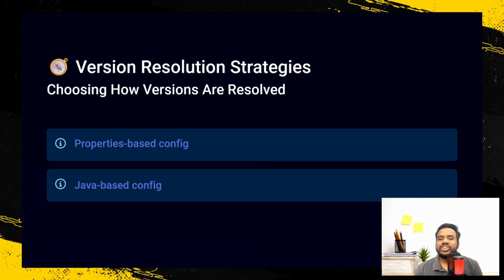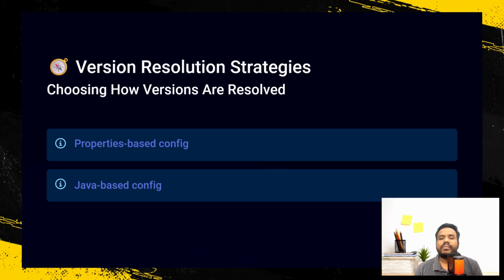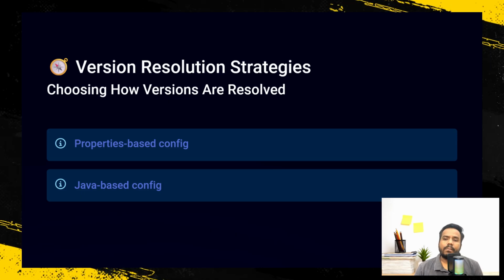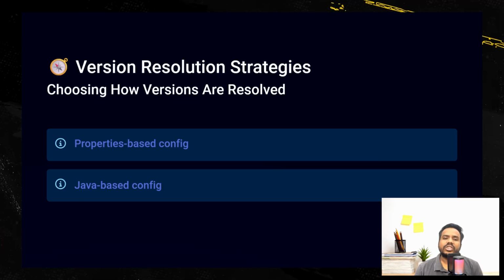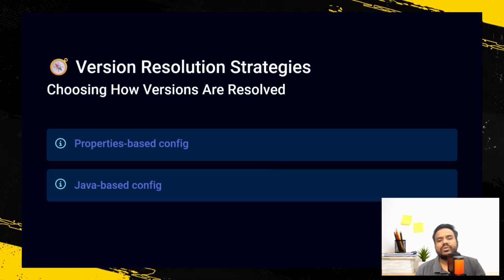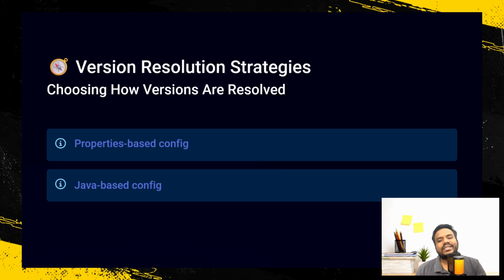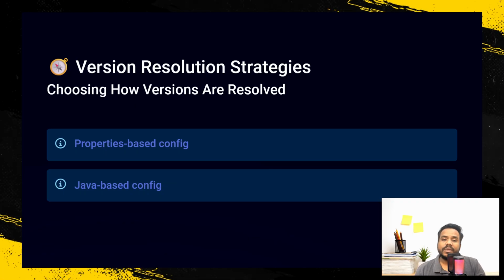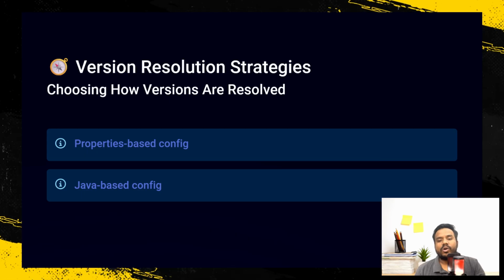The second one is Java configuration. Using the WebMvcConfigurer interface, this is needed for advanced cases like path-based versioning or custom resolvers. We'll be using both of these throughout this video, so you know exactly when to use each one. Don't worry, this will not be just a theory class. I'll code everything live.